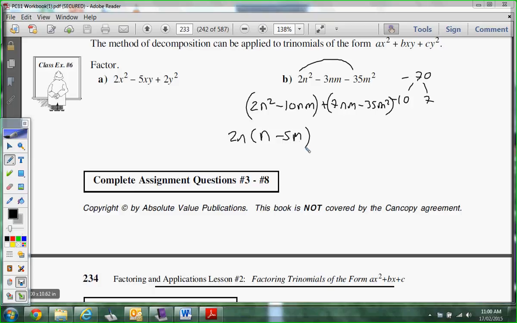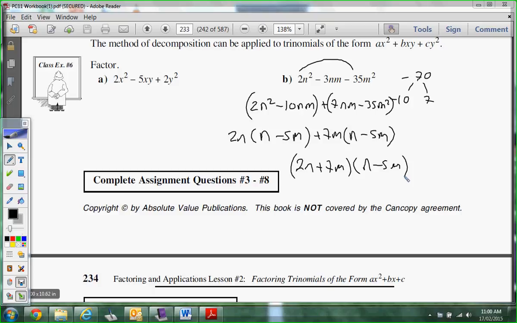The other one has a 7m in common. That gives me an n minus 5m. We're happy because those match, so we're done. 2n plus 7m, and then n minus 5m. And I'm not sure why math books like to put m and n's together, because that's confusing. Okay? All right.